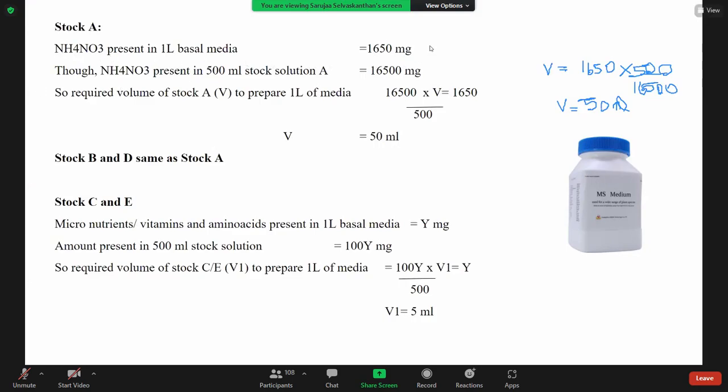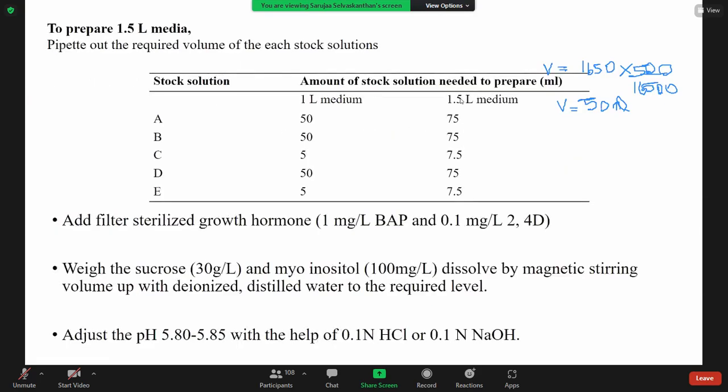But we are going to prepare 2 liter of media. 2 liter of media should contain 3,300 milligram of ammonium nitrate. Then how many milliliter of stock A we have to pipette out? 100 milliliter. Yes. Right? Yes or no? Okay.